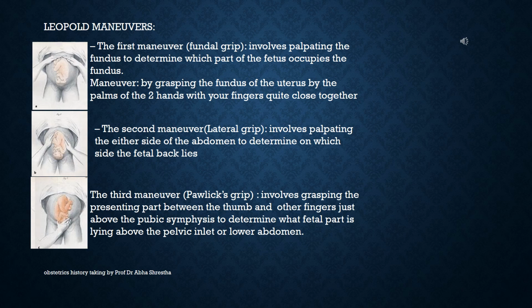The second maneuver is the lateral grip. It involves palpating either side of the abdomen to determine on which side the fetal back lies, because when we auscultate, we need to know where the fetal back lies.